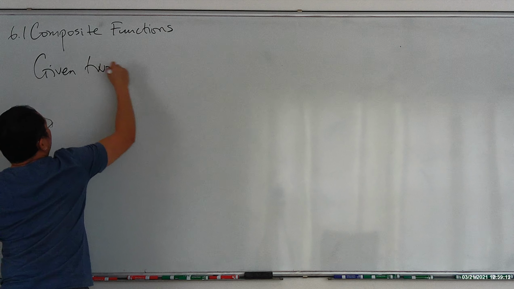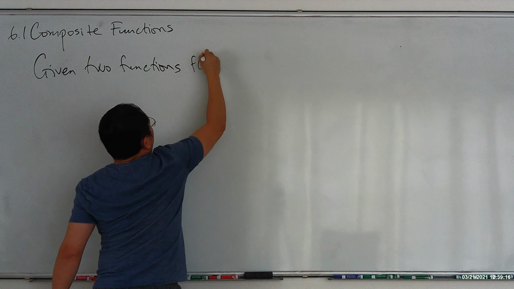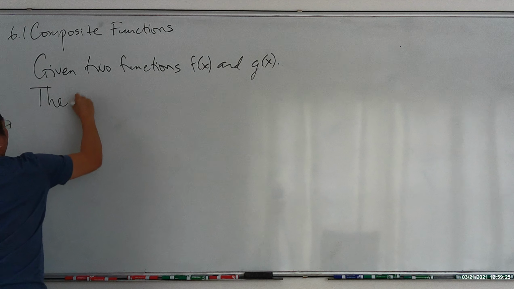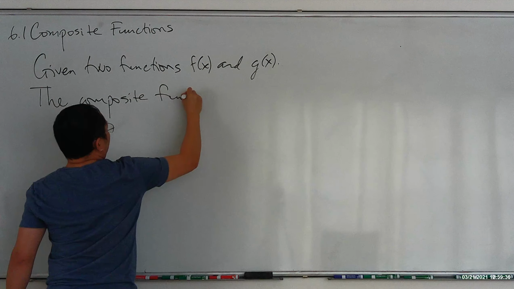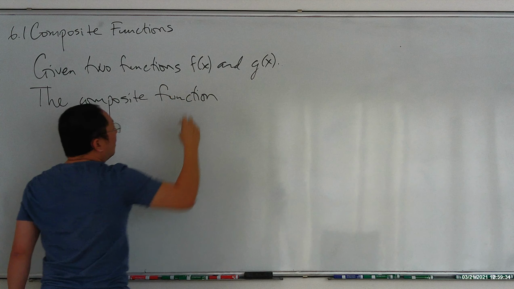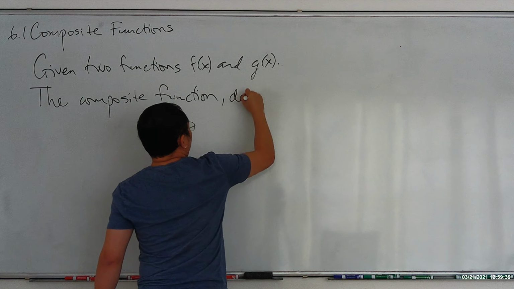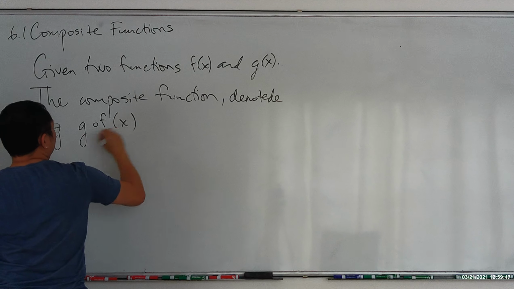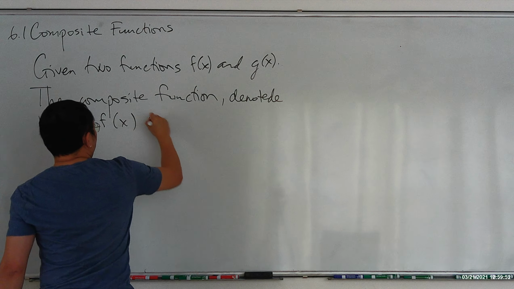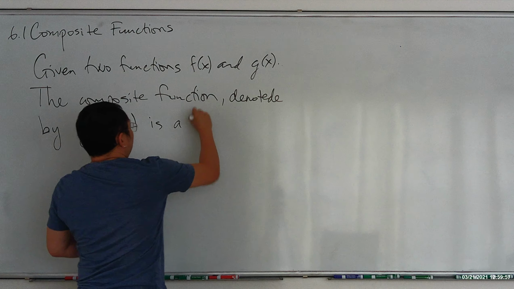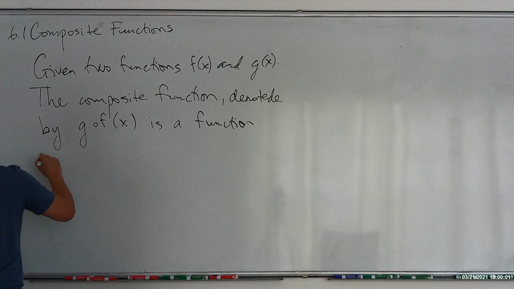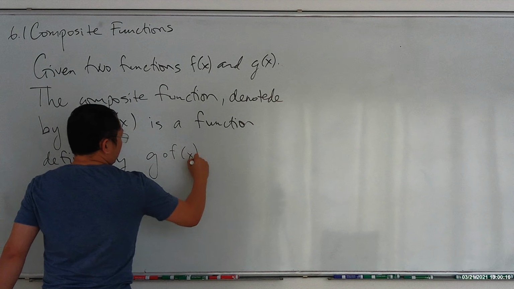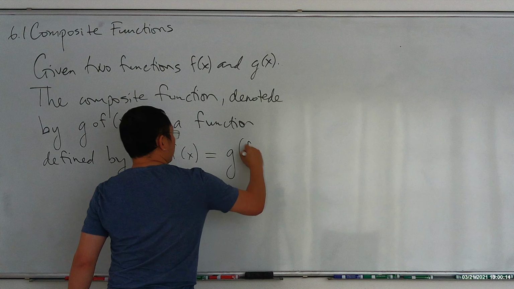Given two functions, f of x and g of x, the composite function denoted by g little o f of x is a function defined by g little o f of x is actually equal to g parenthesis f of x.